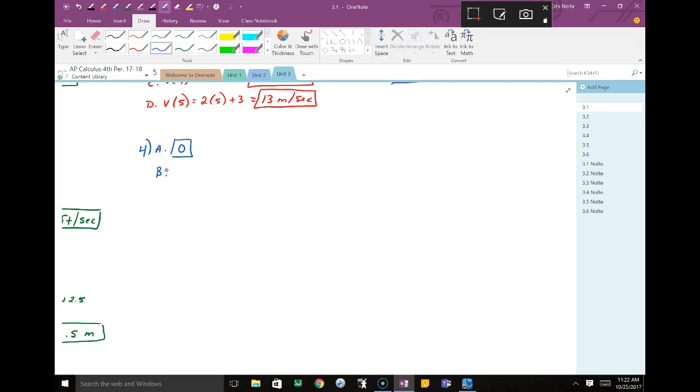Was the car going faster at A? And notice it says faster. Not telling us about a direction. At A or at B? A. How come? Okay. C. Was the car speeding up or slowing down at B? How come?